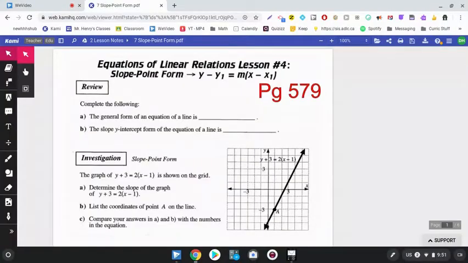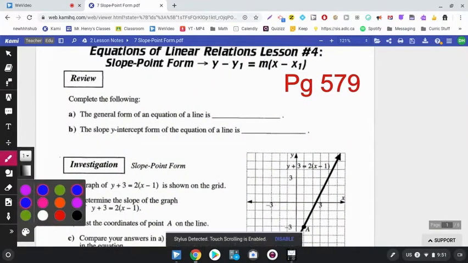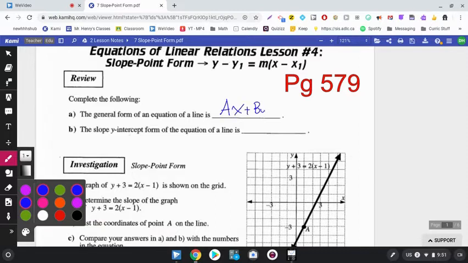Here we go, page 579, looking at more equations of linear relations, and this time we're going to look at slope point form. So quick review to start. We know two forms right now. One's called general form, and one is called slope intercept form, and let's write those out. So general form, that was the pretty one, everything all on one side. AX plus BY plus C is equal to 0, where A, B, and C were all integers. Okay, no fractions or decimals allowed, and A has to be positive.